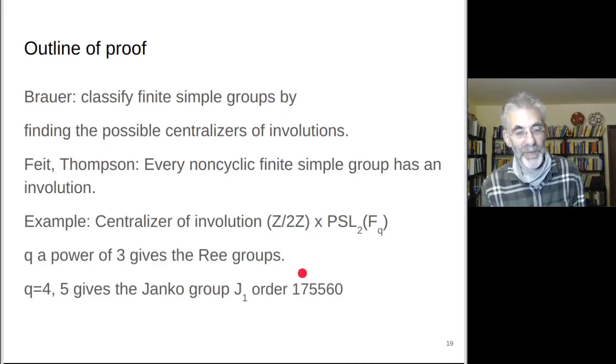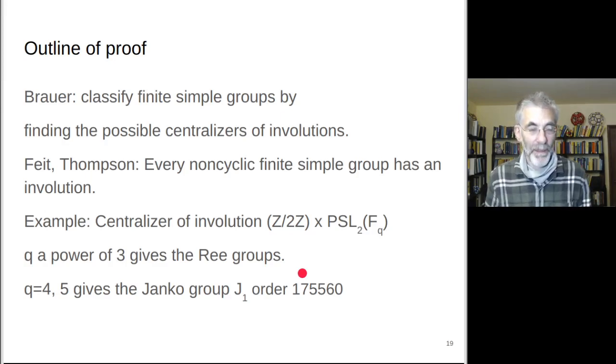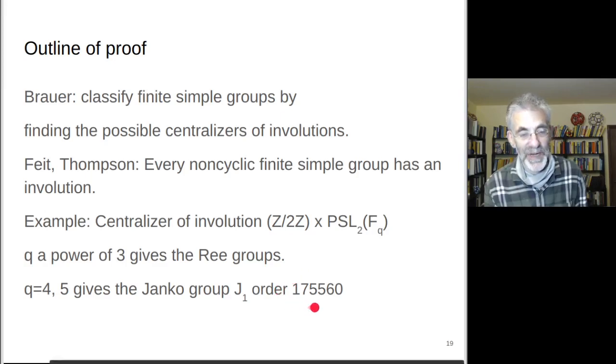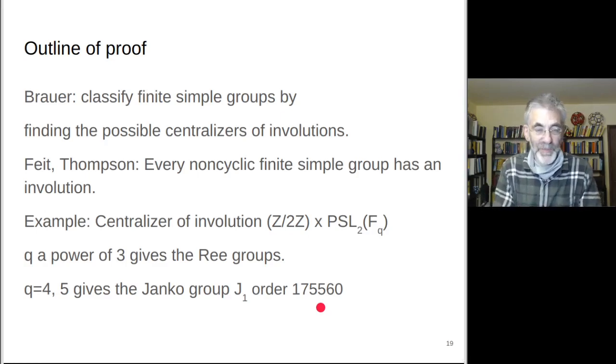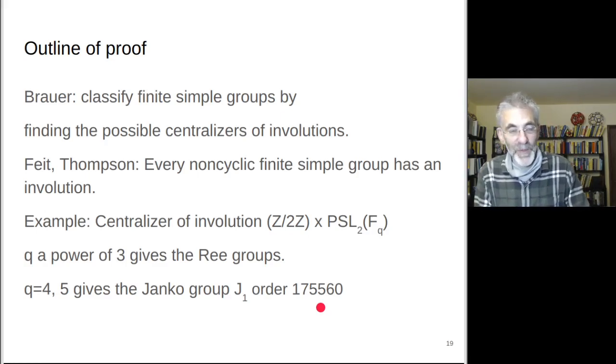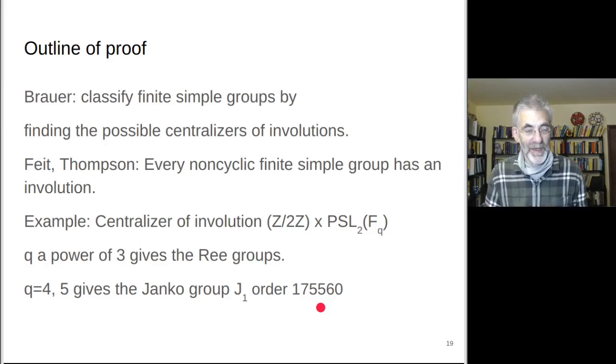And Janko caused a sensation in the 1960s by finding that if q is equal to 5, you actually get a new sporadic simple group. And this was the first sporadic simple group that had been found for almost a century. And people got amazingly excited about this at the time. And in the next 10 or so years, another 20 or so sporadic groups were found.